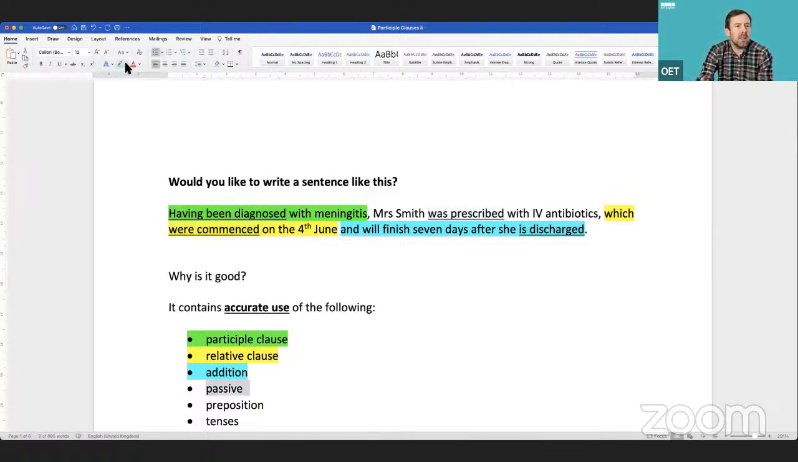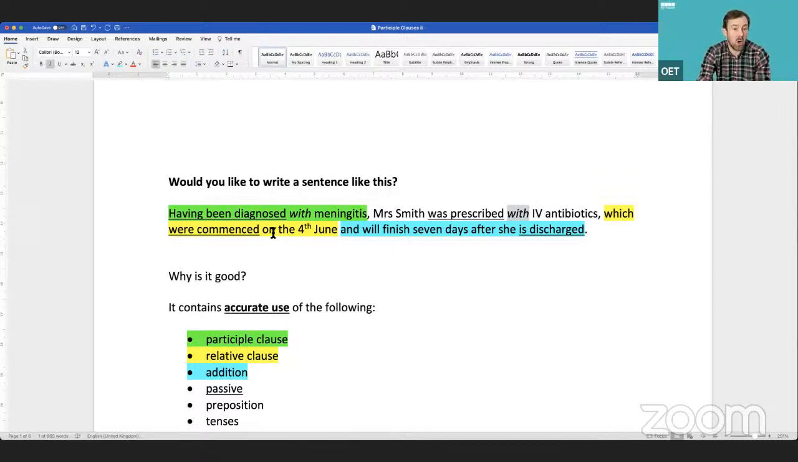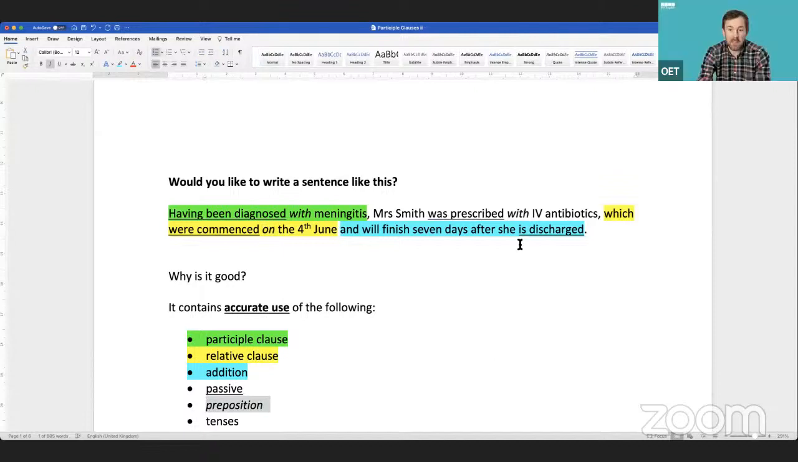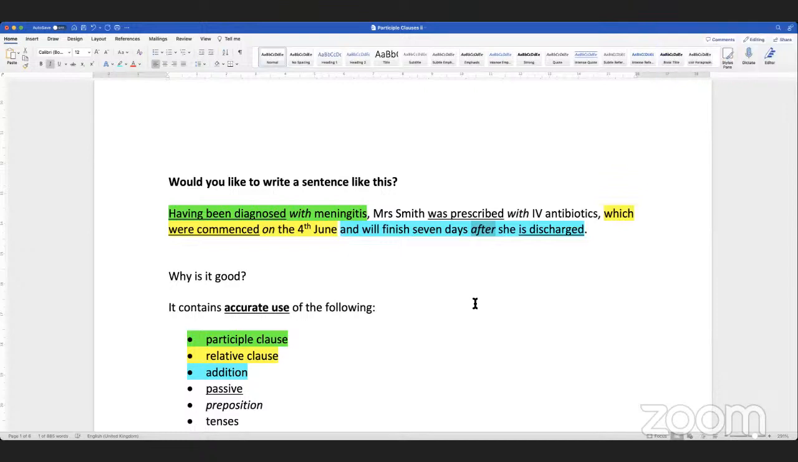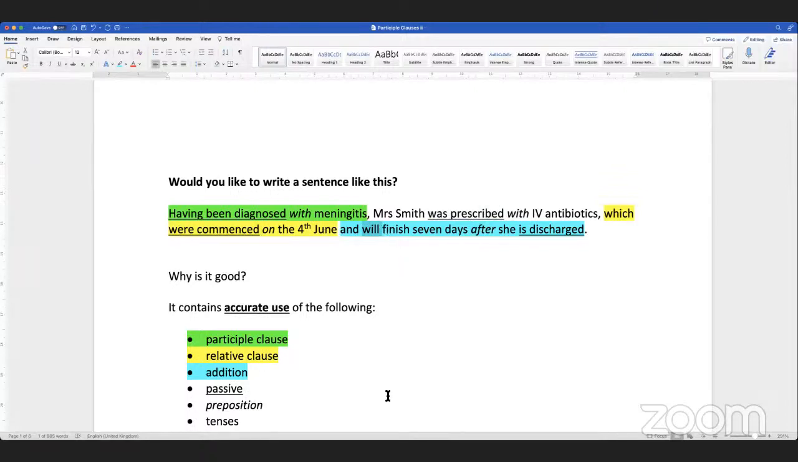Any prepositions in there? Yeah, preposition with. Diagnosed with. Prescribed on. Commenced on. After. After's a good one as well. After she is discharged. Okay, so we've got some good prepositions. And tense. Past, past, future. Yeah, okay.